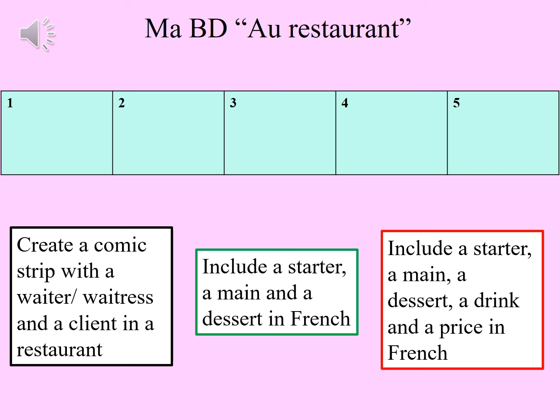It's up to you. For the red task, you would need a full conversation. So you would need to include a starter, a main, a dessert, a drink, and a price. So again, if you refer back to the starter task for today, you will see that you've got the whole conversation written. All you would need to do is transfer it onto a comic strip. The questions and the answers obviously need to be written in French. Okay, so pause the video, go and do your comic strip.